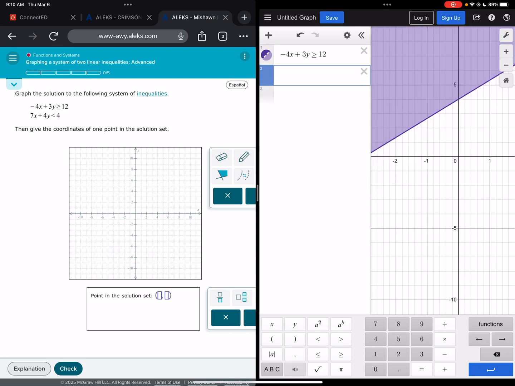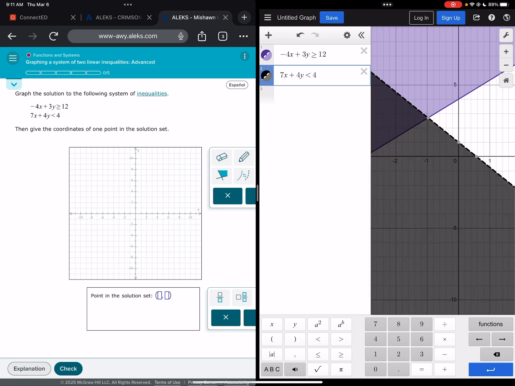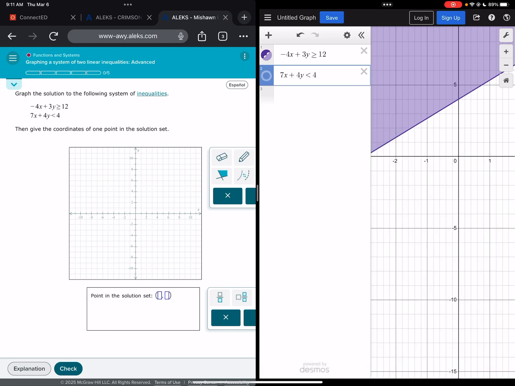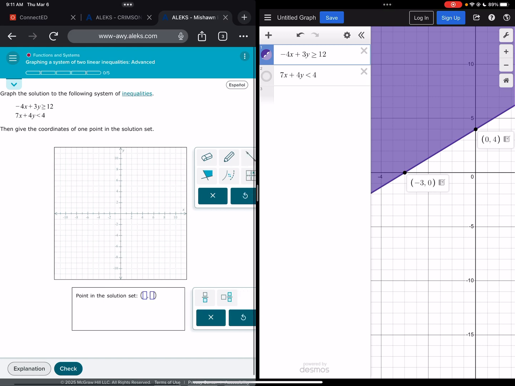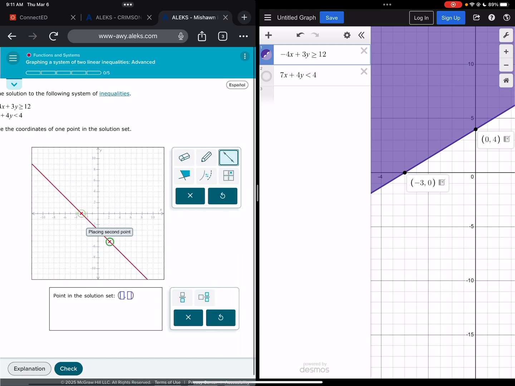Then down here, when I do this guy, I get 7x plus 4y is less than 4, okay? Now, I'm going to temporarily get rid of the bottom one so I can just see this top one. I can see that I have a point (0, 4) and a point (-3, 0). So I'm going to draw a line at (-3, 0) and (0, 4), and I can see it's a solid line, so I'm going to leave it like this.